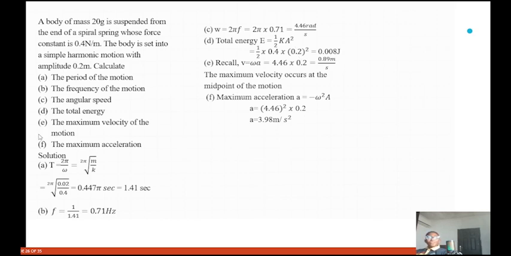So the next question is the maximum velocity of the motion. You know, when do we have the maximum velocity of the motion? Don't forget, it is when x is equal to 0. So that would have just given us omega squared times a, right? Ideally it's supposed to be a squared minus x squared, but we know at this point x is 0, because that is when we can have the maximum velocity. So we put it there as 4.46 squared multiplied by 0.2, and it will give us this. And wow, we are good, and that is all.